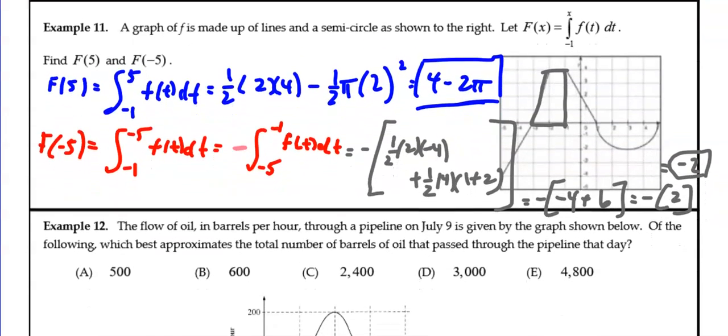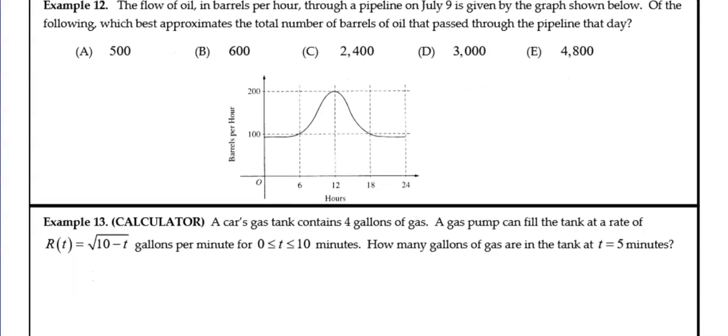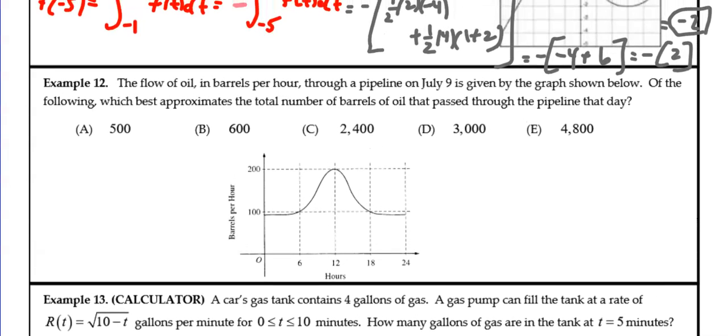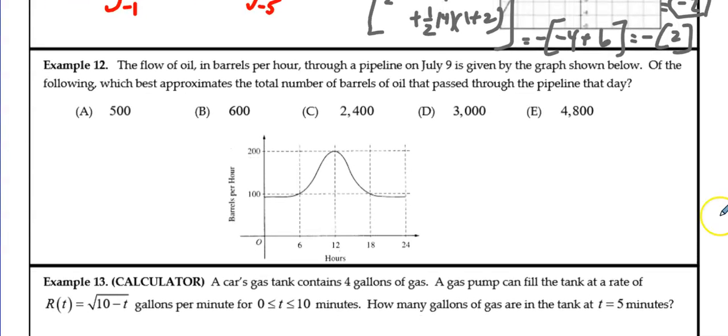And then our final example, ladies and gentlemen, is number 12. 13 in our notes is total change theorem. And so I'd feel more comfortable doing this problem when we actually learn that. So we'll come back to that one later.